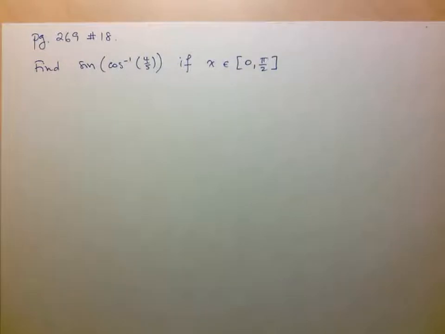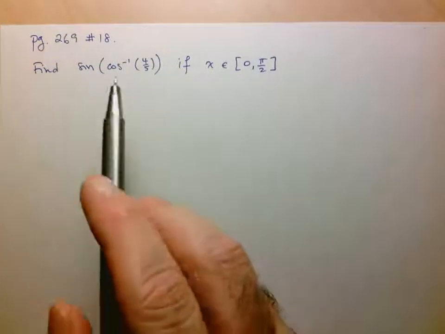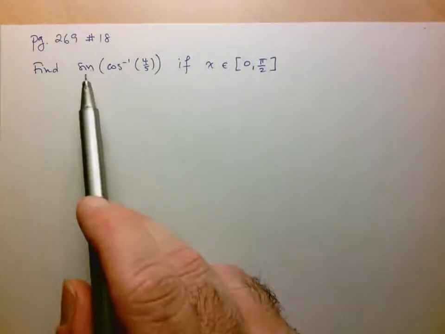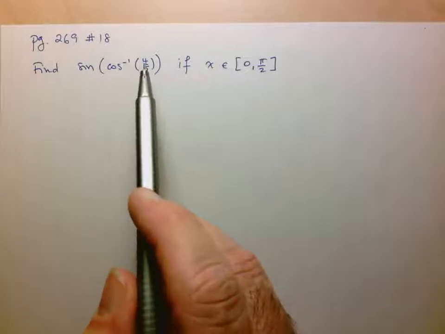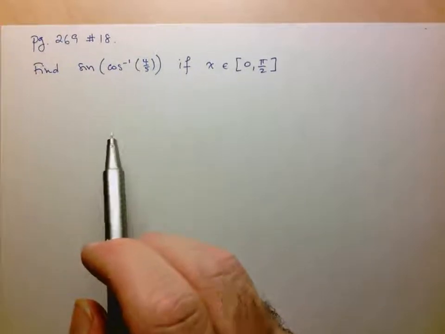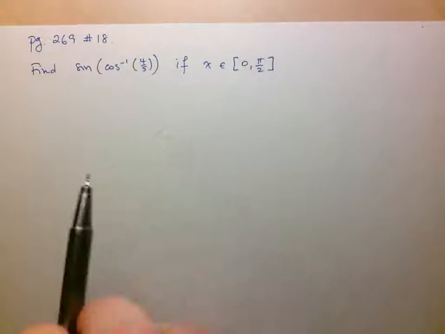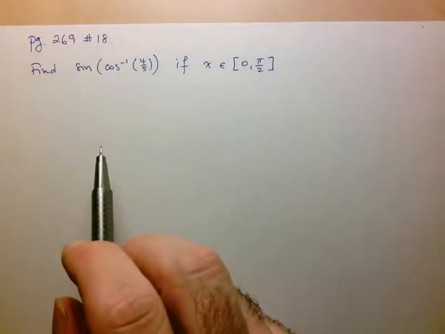Hi folks, we're going to take a look at page 269, number 18. What they're asking us to do is determine the exact value of sine of cos inverse of 4 over 5. Now they're telling us that x is in the first quadrant, so let's see why they're even giving us that information.